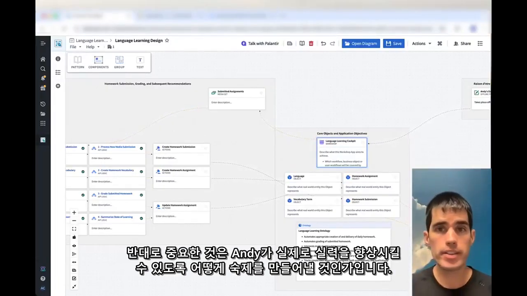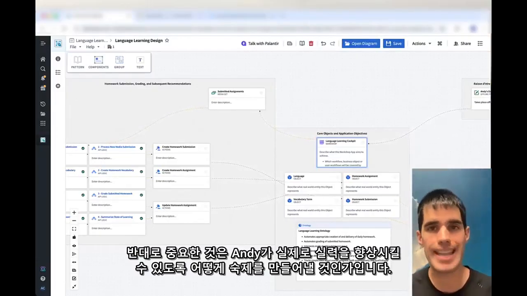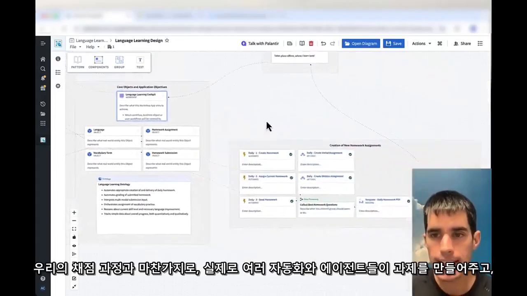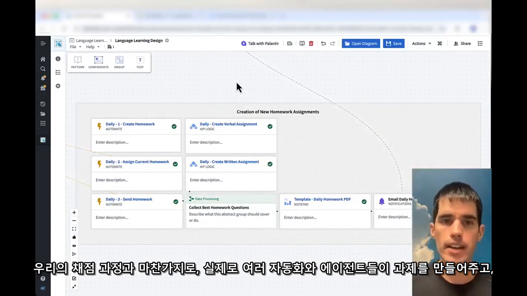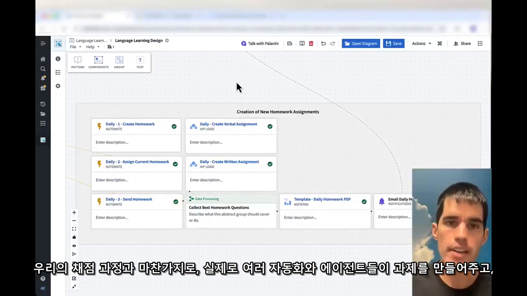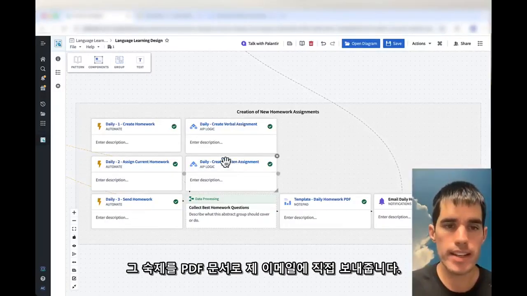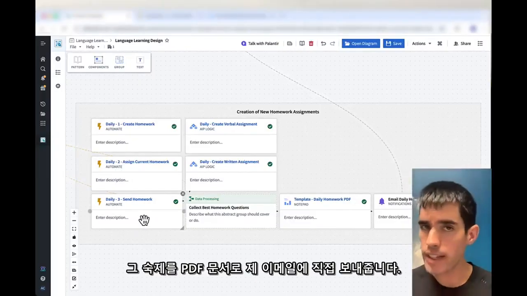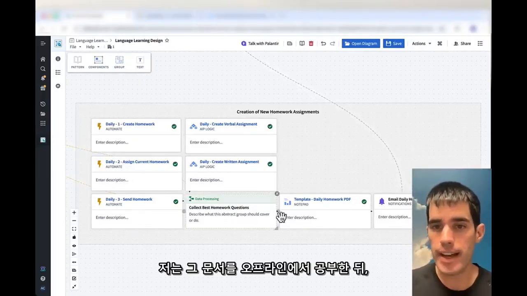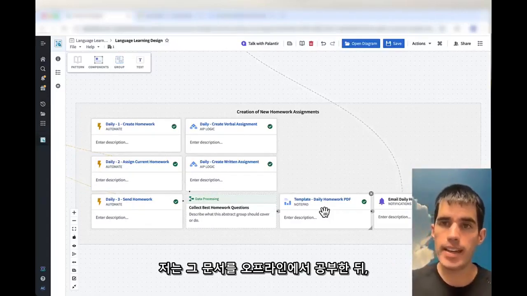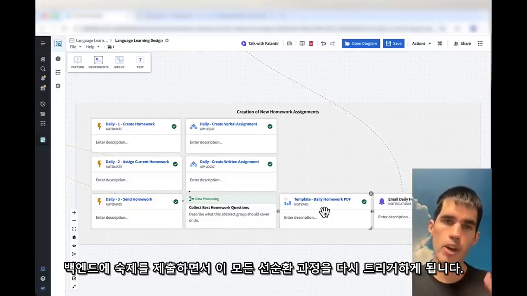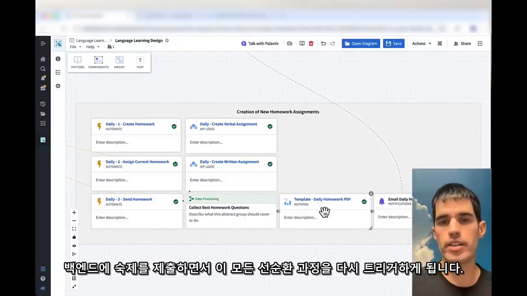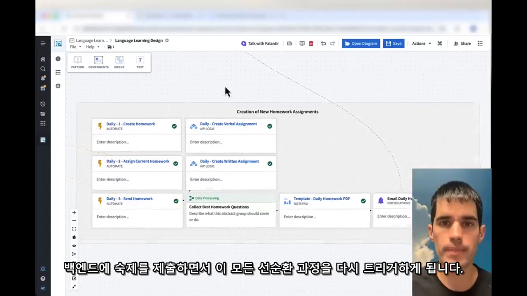But the other side of the equation is how do we produce the homework for Andy so that he can actually get better. And similar to our grading process, we have a series of automations and agents that are creating assignments for us and then sending that homework directly to me in my email as a PDF document that I can then work off of offline before eventually creating a submission of my homework on the back end and re-triggering this entire virtuous cycle.